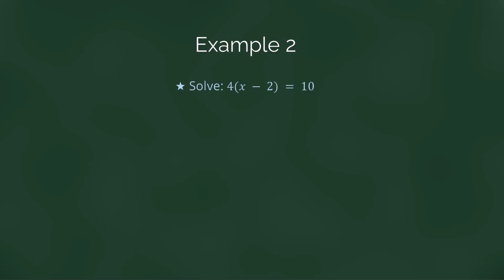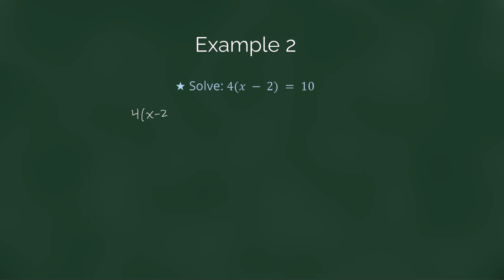Those parentheses provide us with an interesting challenge. We have to remember that that 4 is multiplying everything inside of those parentheses. In other words, we have 4 copies of x and we have 4 copies of negative 2 on the left-hand side. There's 2 approaches we could take. The first is to use the distributive property.